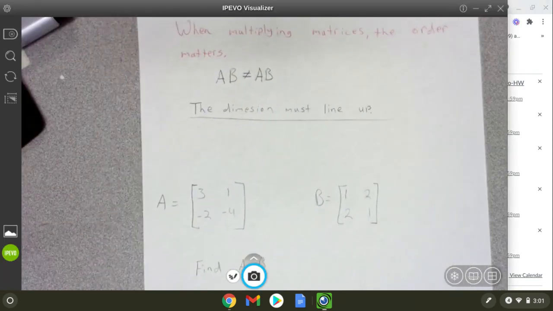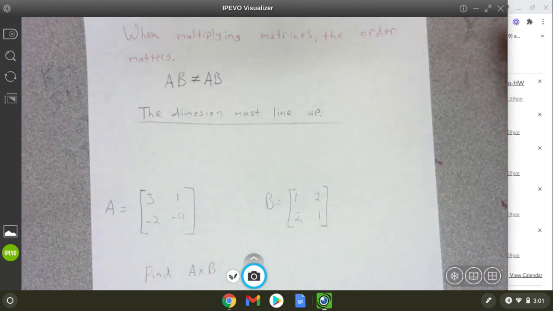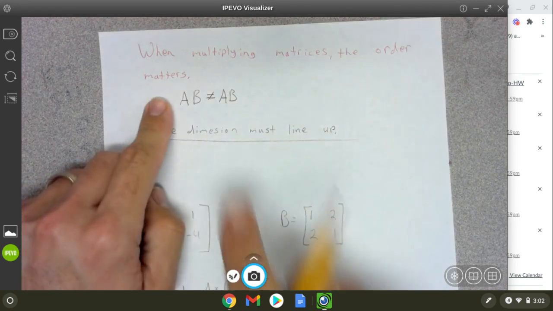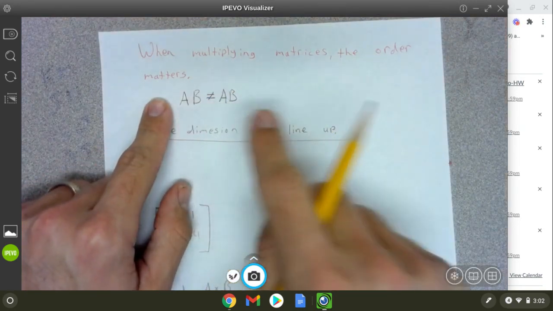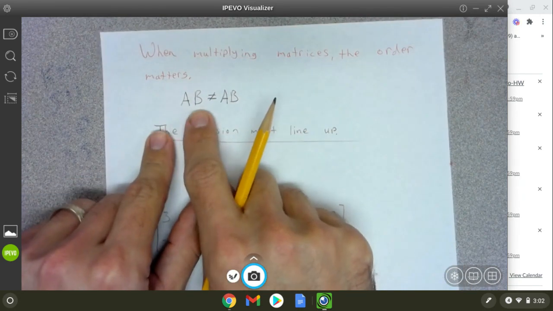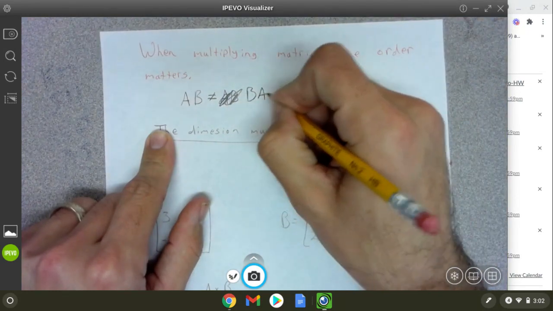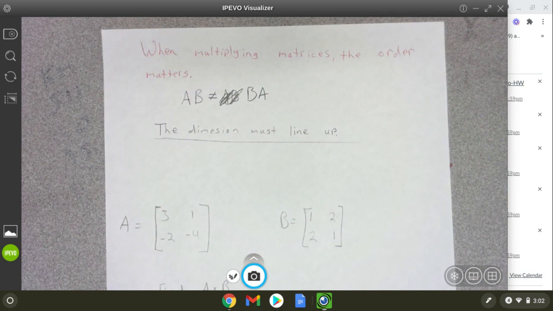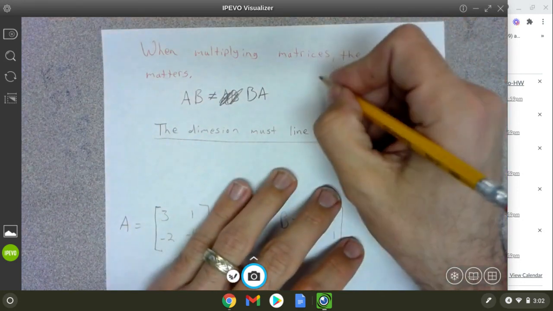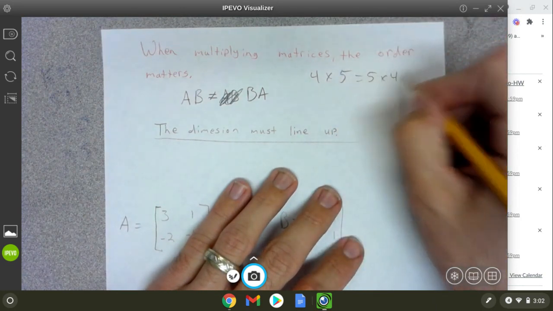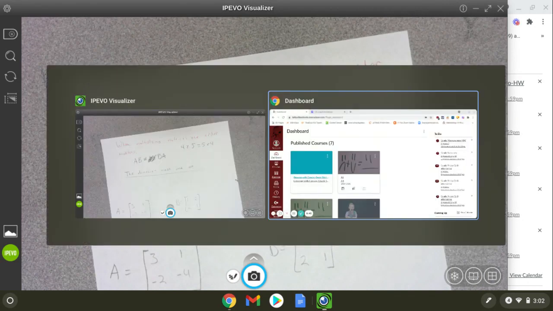So here we are. We're going to actually do our first matrix multiplication. Unfortunately, it's not as easy as adding and subtracting them, but it's still not too difficult. First thing I want to point out: in matrix multiplication, the order does matter. So matrix A times matrix B is usually not the same as matrix B times matrix A. It's not like your regular multiplication, 4 times 5 is equal to 5 times 4. It doesn't have that commutative property.